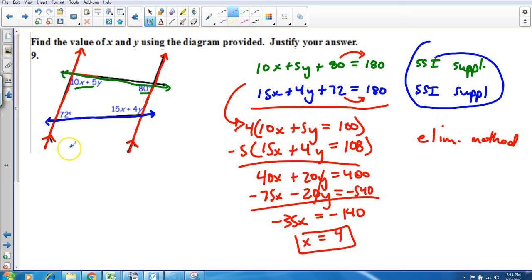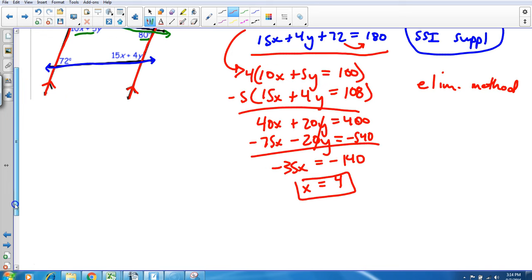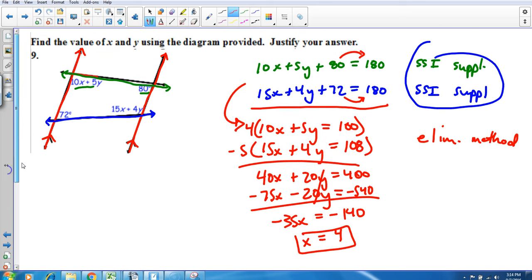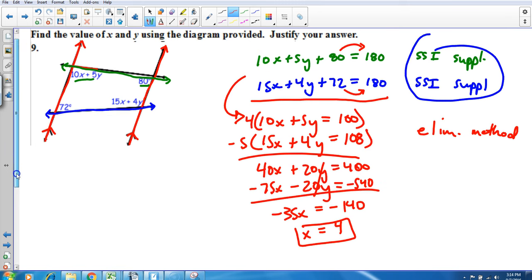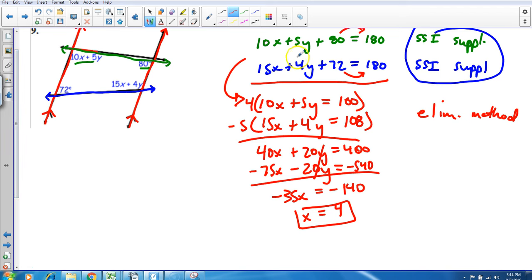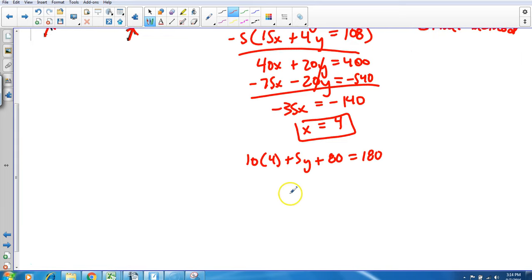Plug that back up into one of these equations up here. I can plug it into either one, it's fine. I'm going to plug it into this green equation here, so I'm going to have 10 times 4 plus 5y plus 80 equals 180. And when I plug that in, I get 40 here and 80, that's 120. So 5y plus 120 equals 180.